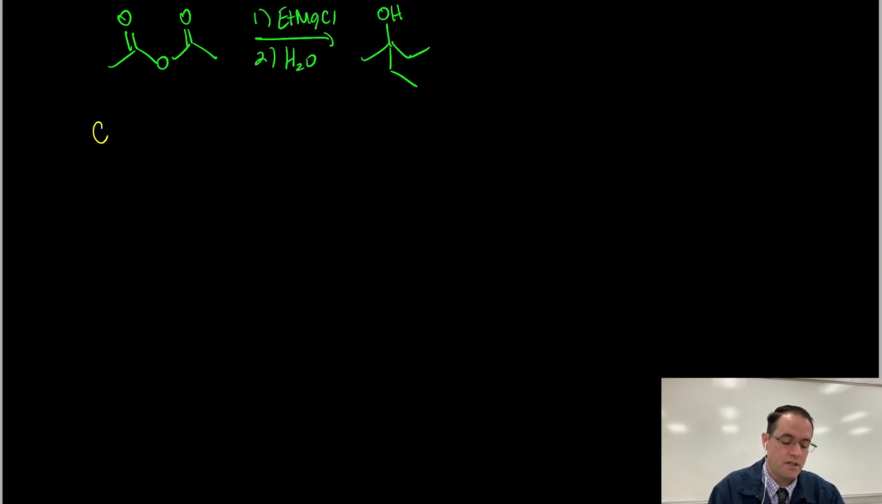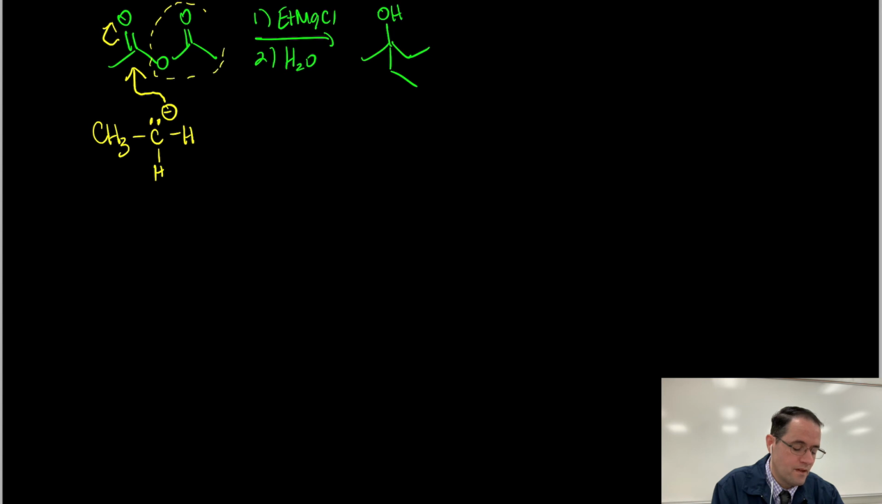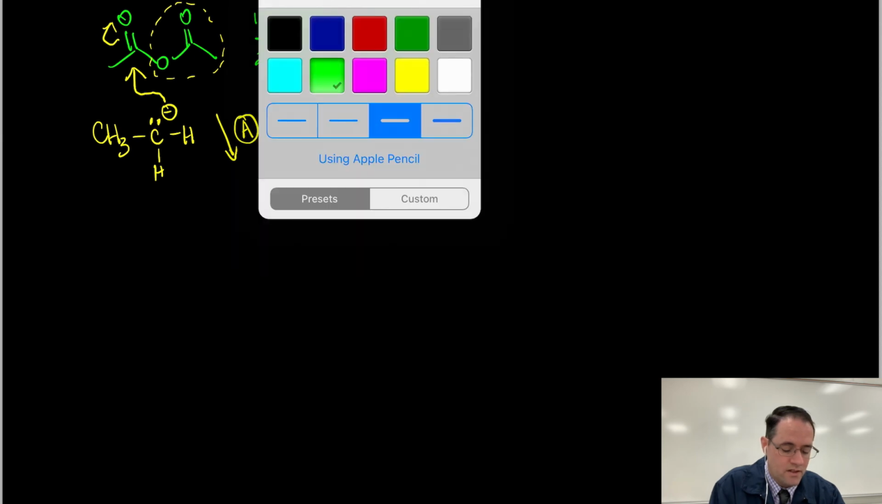Whenever you have a Grignard, remember that that's a carbanion. Carbanions are a carbon with a formal -1 charge and a lone pair on the carbon. So that's a very strong nucleophile. That's going to attack the carbonyl carbon. Okay, and remember the goal is to kick off this leaving group here. So that's the attack stage.